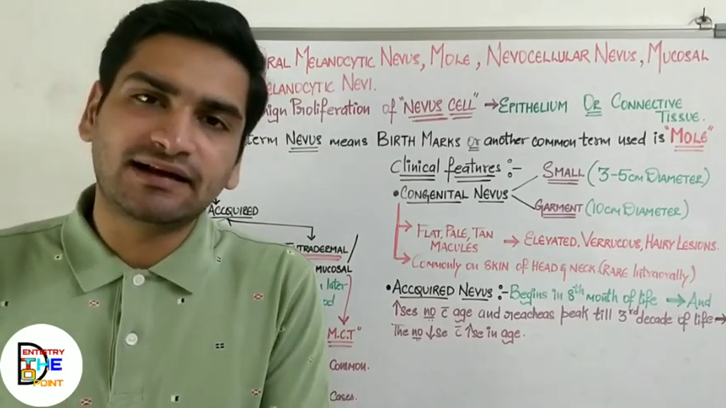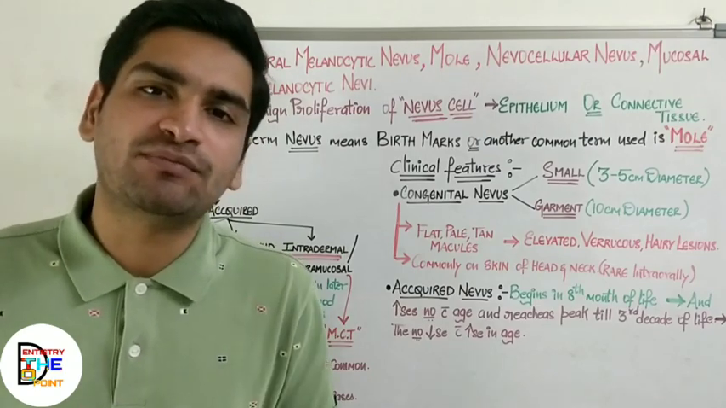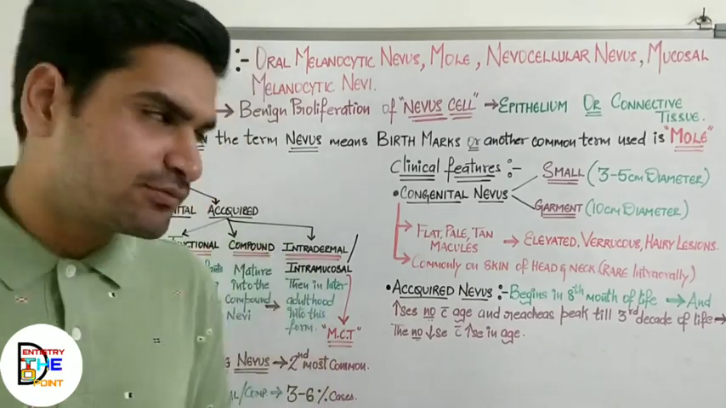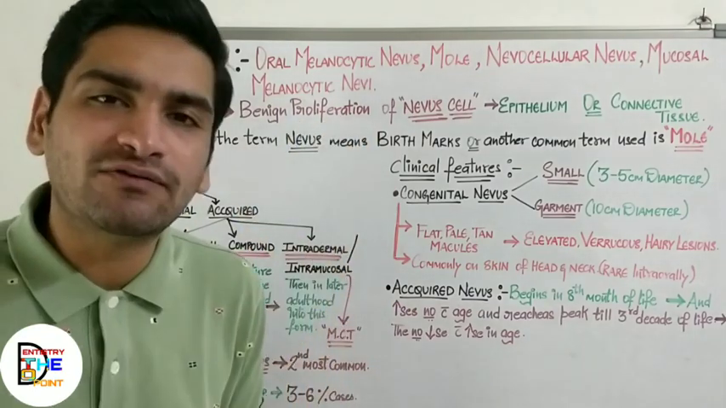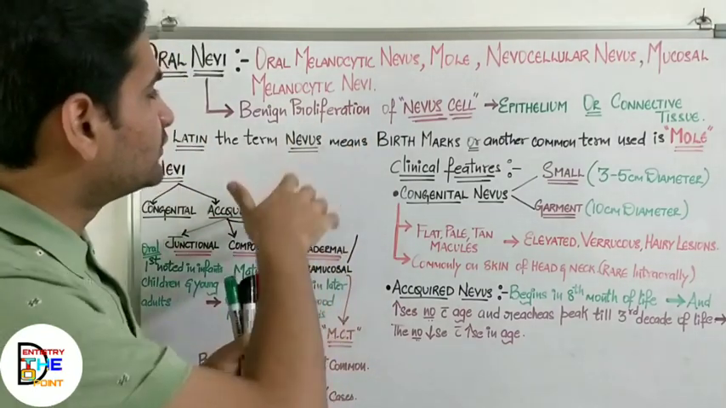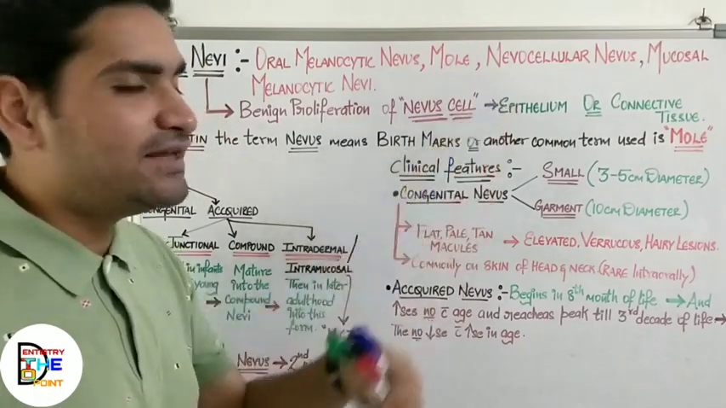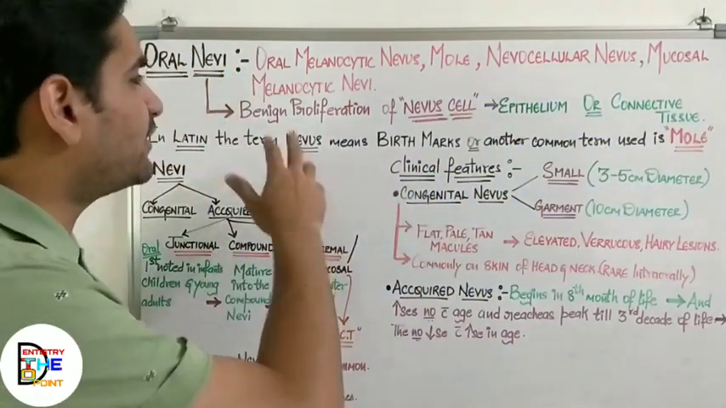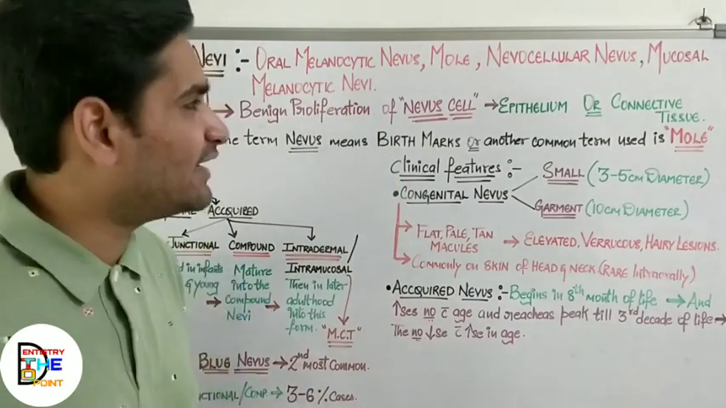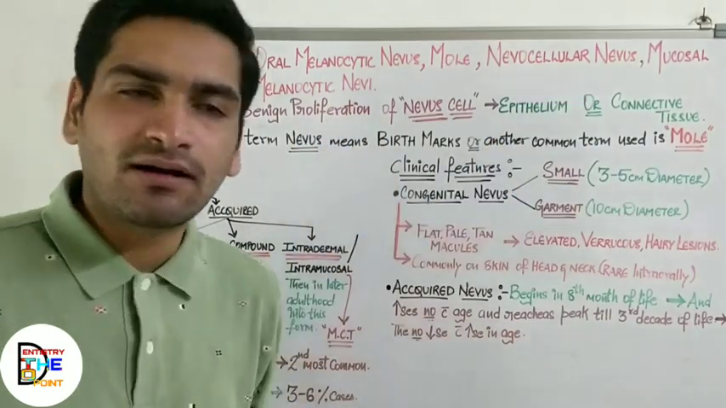It is congenital, developmental, a tumor-like malformation of skin or mucous membrane, or in simple words you can also say that it is just a benign proliferation. It is a benign tumor. So it is a benign proliferation of nevus cells into the epithelium or connective tissue.